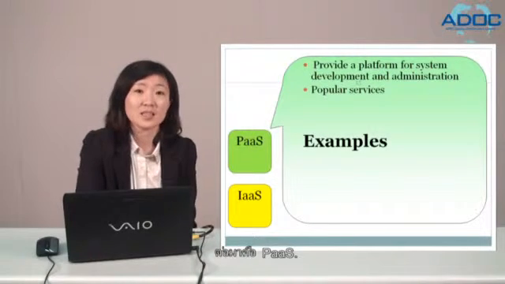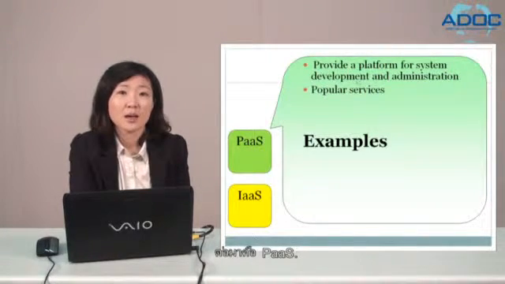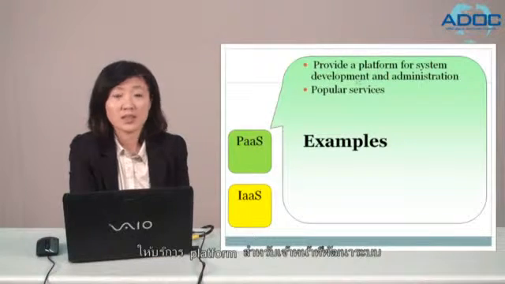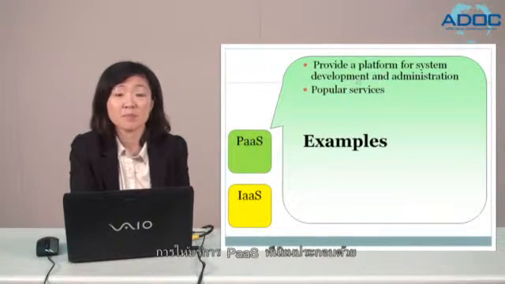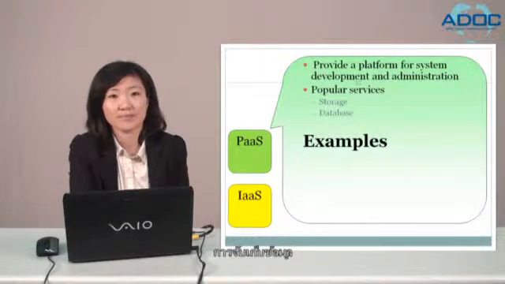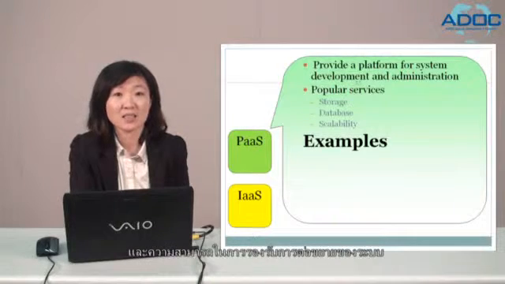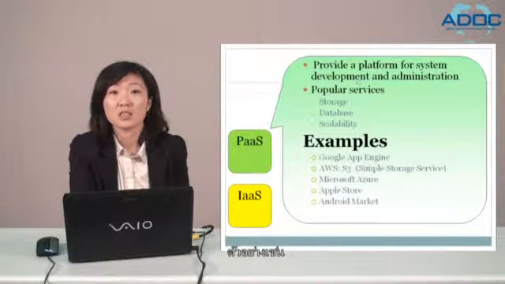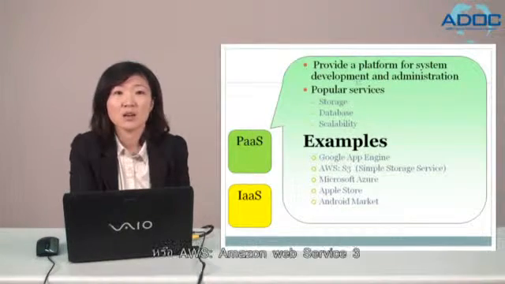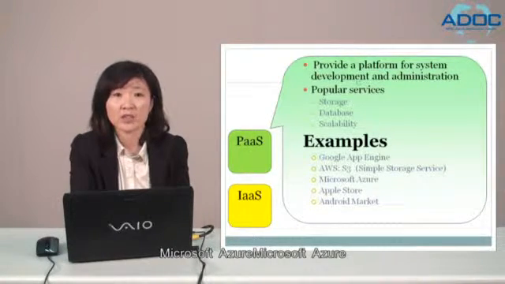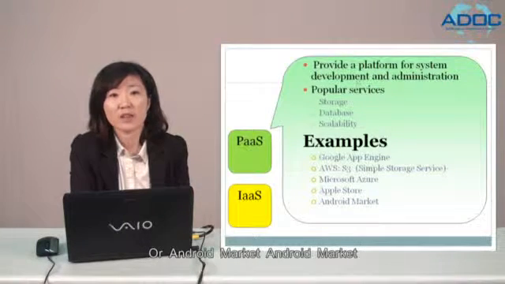The next one is PaaS. PaaS provides a platform for system development and administration. The popular PaaS services include storage, database, and scalability. Examples are Google App Engine, AWS (Amazon Web Services) S3, Microsoft Azure, Apple Store, or Android Market.